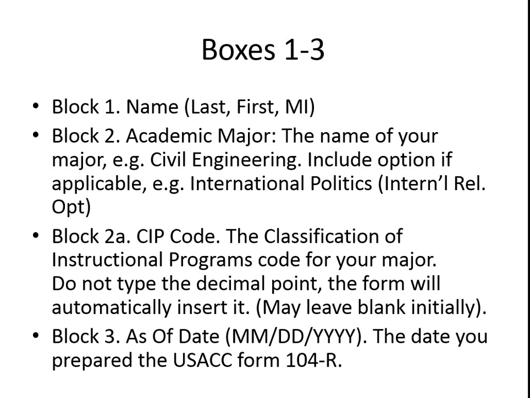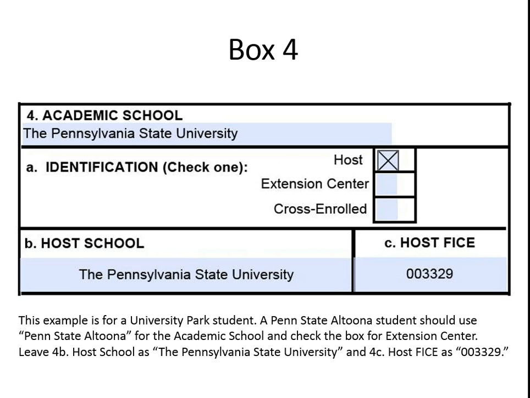Enter the date that you worked on the 104R in block 3. Update this block every time so you know if you're using your most current version of your 104R. Here is block 4 completed for a University Park student. An Altoona student would enter Penn State Altoona for the academic school and check the box for Extension Center. Leave 4B host school as the Pennsylvania State University and 4C host FICE as 003329.